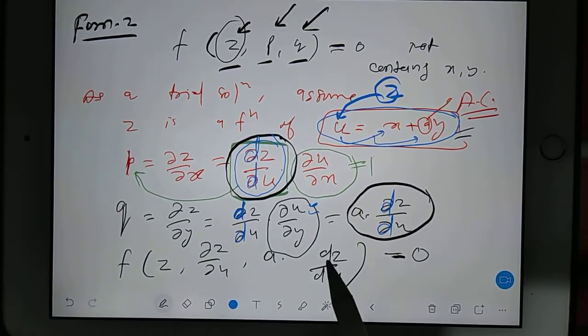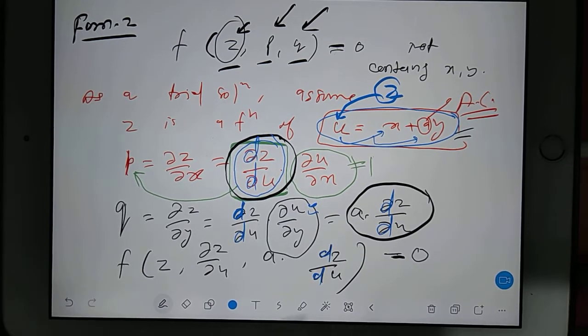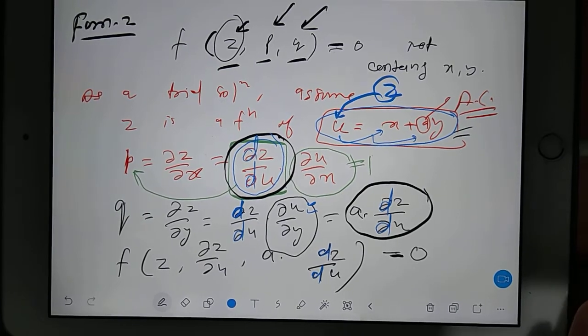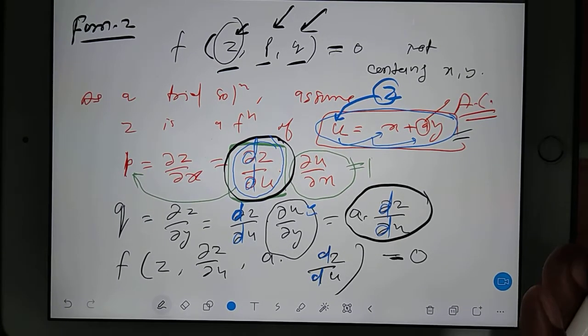That's all. Here also you put dz by du. Correct. Everywhere correct now. Now you see, we will take one example, and in that example we'll understand how to work on this.